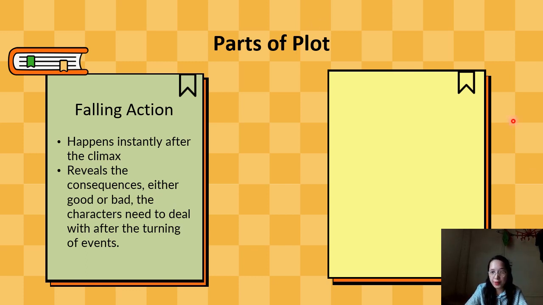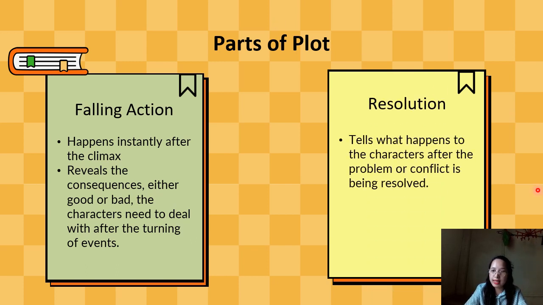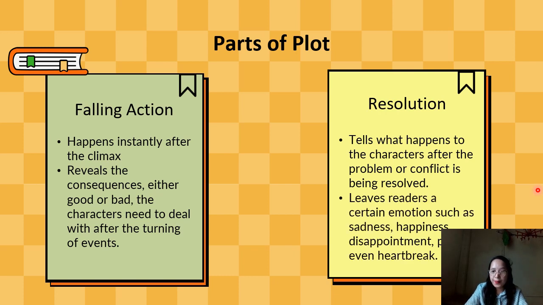And the last part of the plot is the resolution. The resolution tells what happens to the characters after the problem or conflict is resolved. It leaves readers a certain emotion such as sadness, happiness, disappointment, pity, or even heartbreak.